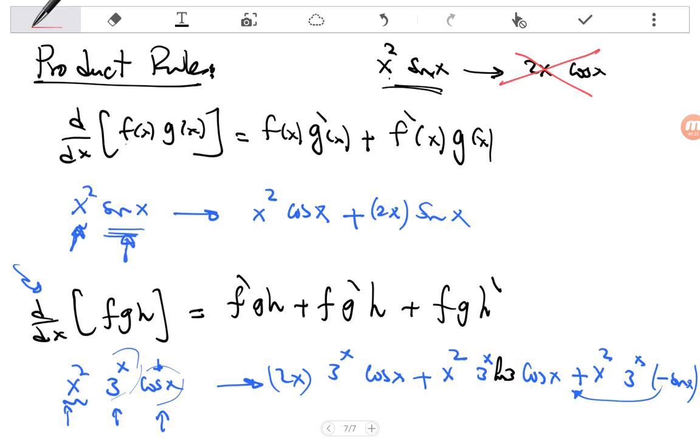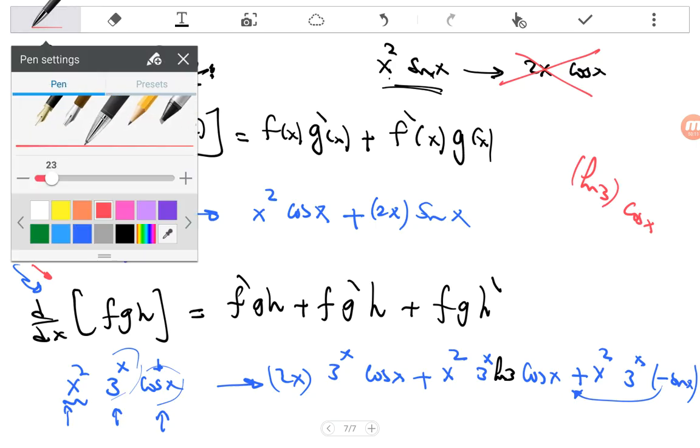What if I need to find the derivative of ln 3 times cosine x? What is the derivative of this in this case? Would I make it using the first rule or the second rule? Would I make it using the first product rule or the second product rule? What is most suitable in this case? Neither of them is suitable.